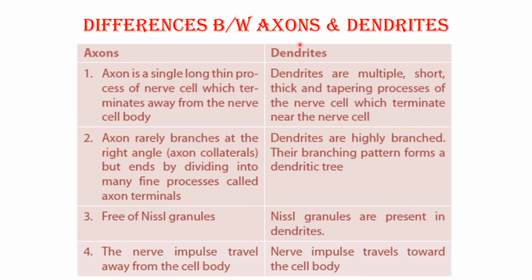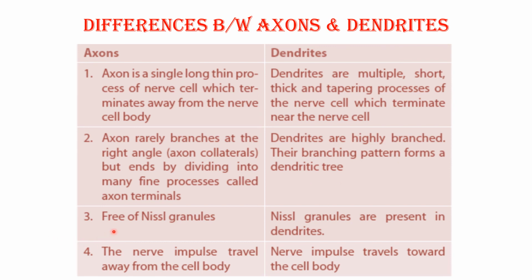Then, what are the differences between axon and dendrites? First of all, the axon is a single long thin process of the nerve cell which terminates away from the nerve cell body, while dendrites are multiple short, thick and tapering processes of the nerve cell which terminate near the nerve cell. The second difference is that the axon rarely branches at a right angle but ends by dividing into many fine processes known as axon terminals. And dendrites are highly branched and their branching pattern forms a dendritic tree.